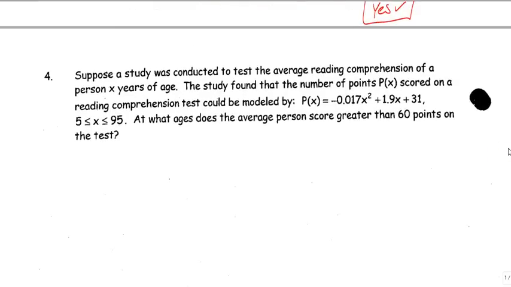A study was conducted to test the average reading comprehension of a person x years of age. The study found that the number of points scored on a test could be modeled by this quadratic. Now, it says x is between 5 and 95. At what ages does the average person score greater than 60 points on the test?